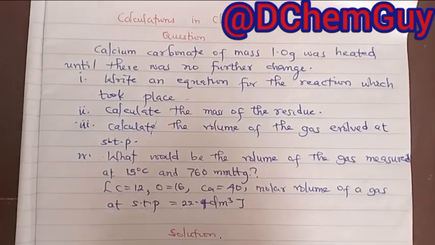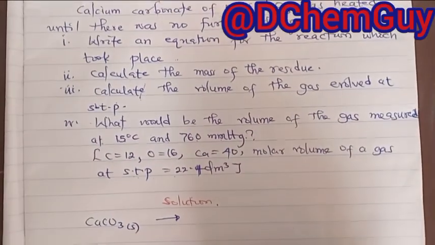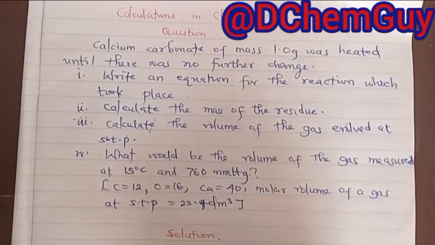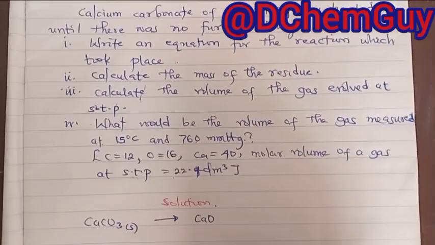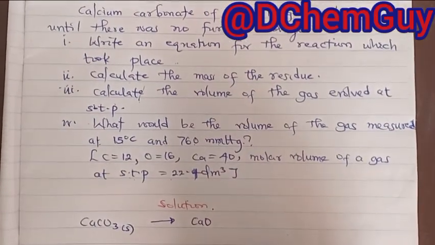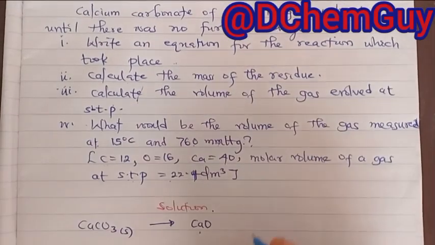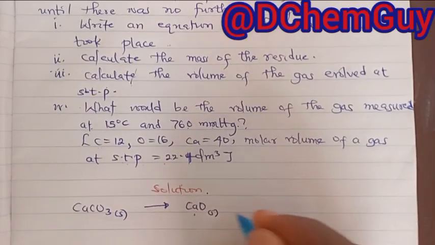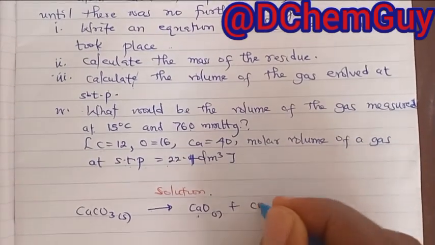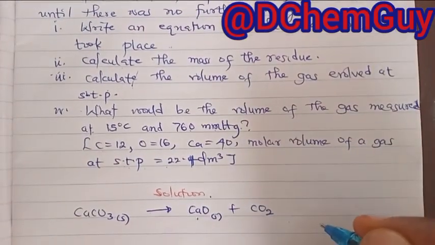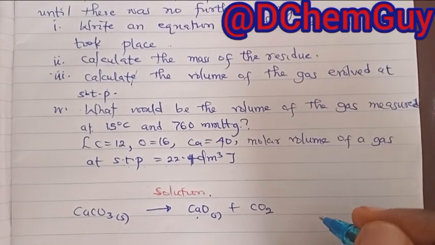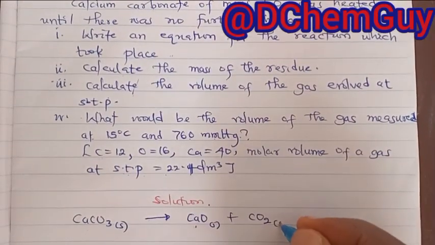Now, it's going to break down into another compound called calcium oxide, also known as burnt lime or quick lime. So calcium oxide, that's CaO, a solid. Now the byproduct will be carbon dioxide, CO2, which is a gas.